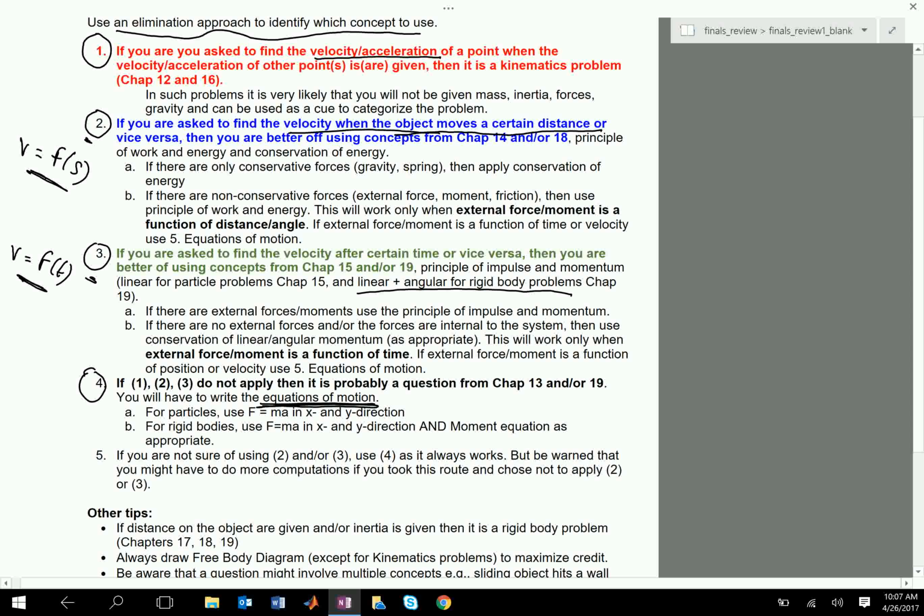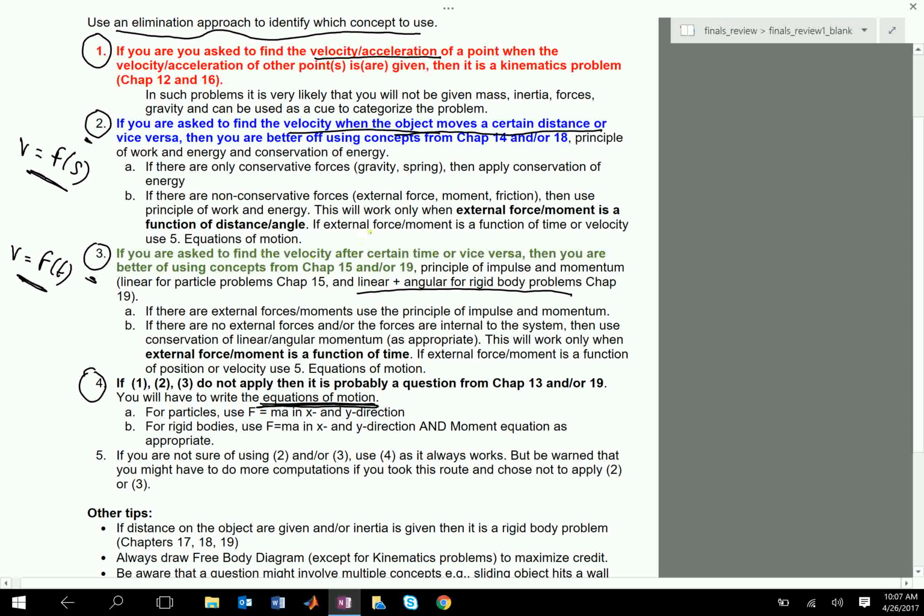Read through this. There's a lot of stuff in here, but what I will do today is essentially follow this particular approach to solve problems. I'll go 1 all the way to 4.